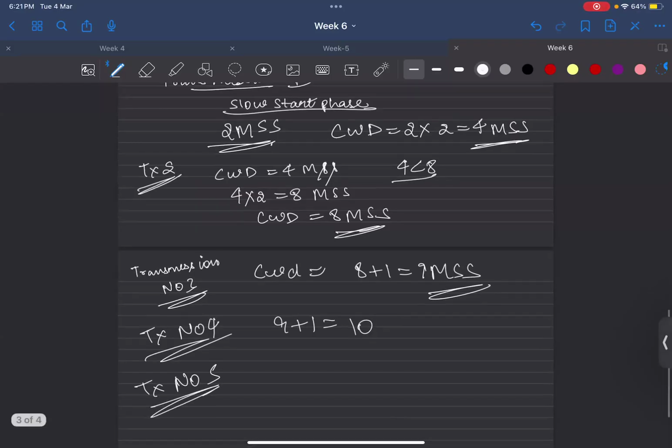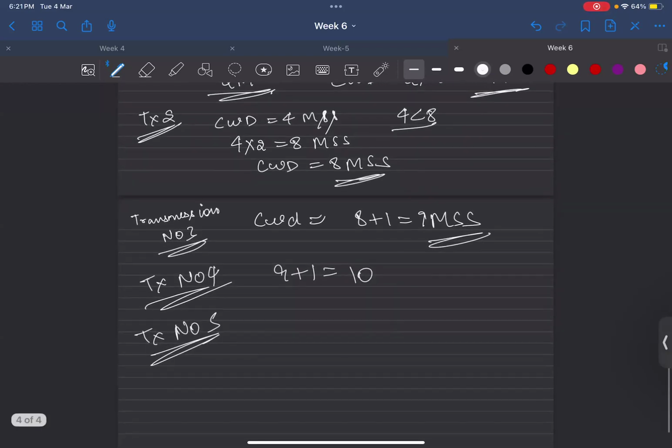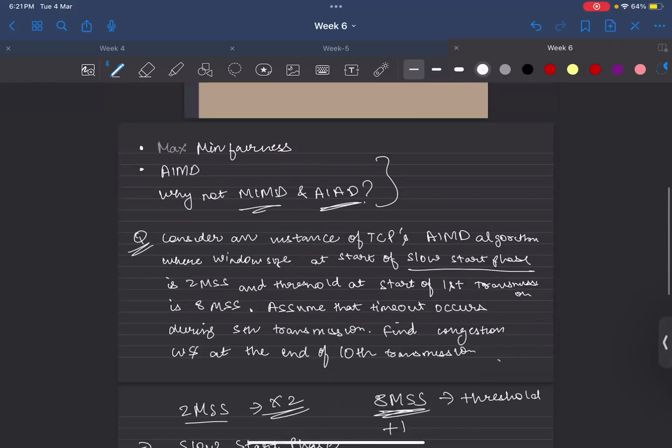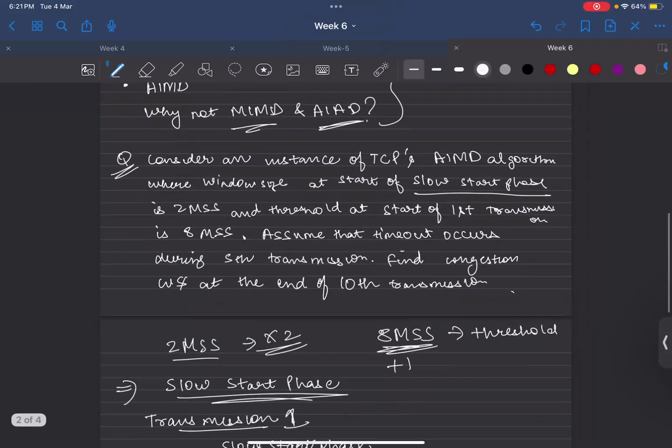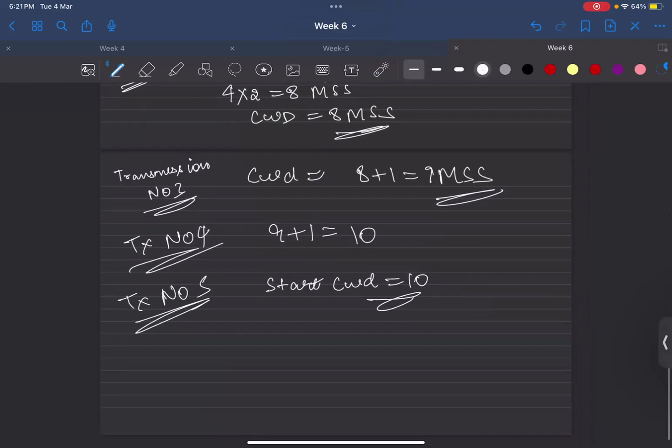Now, what happened in the fifth one? We started with congestion window size 10, but as we have written in the question something about the fifth transmission, can you tell what happens? Timeout has occurred now. Reset to 1. Are you sure? Okay. Now, what would be the new threshold?